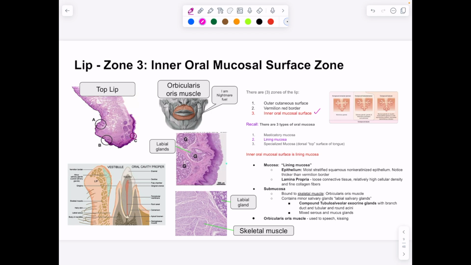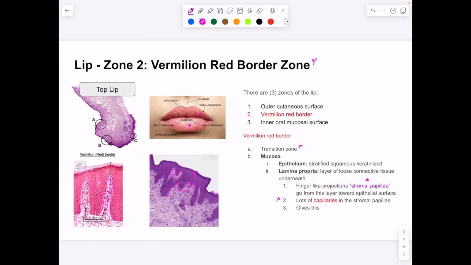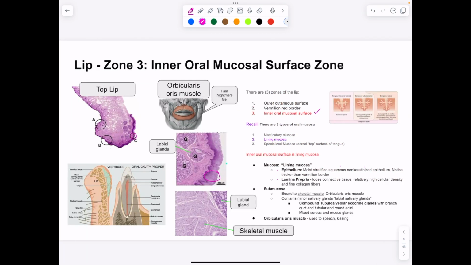Then we have our inner mucosal surface, which we see here, and this is lining mucosa. So the mucosa, made up of our epithelium and lamina propria, is a stratified squamous non-keratinized epithelium. It's a lot thicker than the vermilion border overall. Maybe it's easier to see that in comparison there. And the lamina propria is loose connective tissue, with relatively high cellular density and fine collagen fibers.